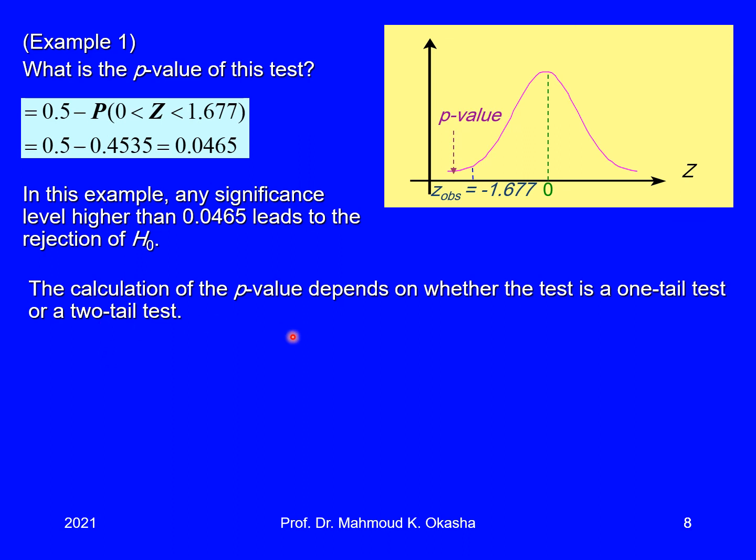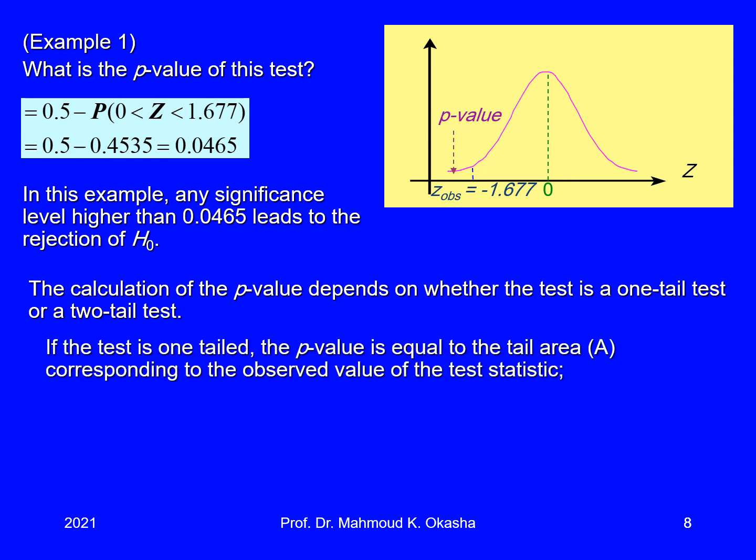So the calculation of the p-value depends on whether the test is a one-tail test or a two-tail test. So whether to divide the significance level by 2 or not. If it is two-tailed, then we should divide the alpha by 2. If it is a one-tail test, we should not divide it by 2.